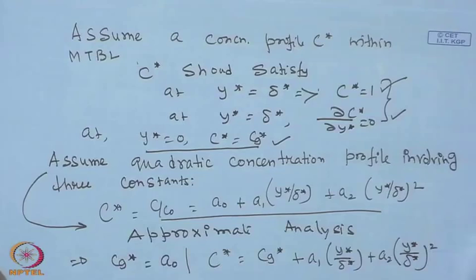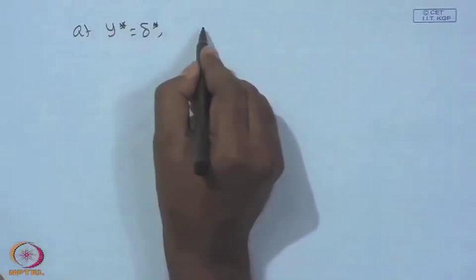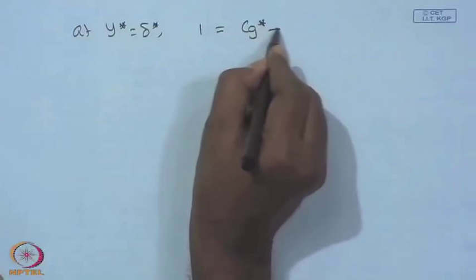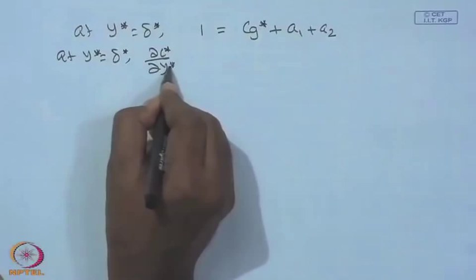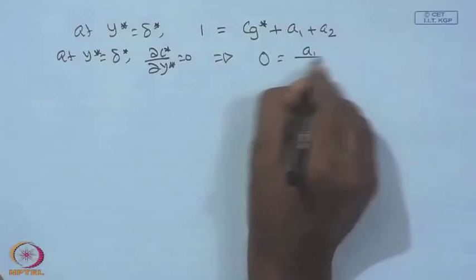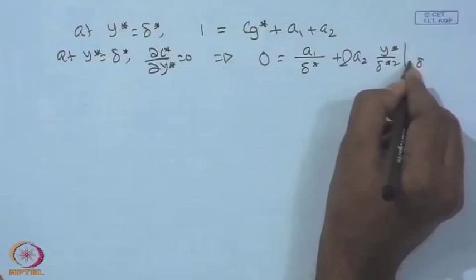Now, we have two constants to be evaluated, A 1 and A 2. Let us utilize the two boundary conditions that the concentration profile must satisfy. At y star equal to delta star, we had c star equal to 1. Therefore, 1 is equal to c g star plus A 1 plus A 2, and at y star equal to delta star, del c star del y star is equal to 0. So, we have 0 is equal to A 1 by delta star plus 2 A 2 y star by del star square, evaluated at y star equal to delta star.